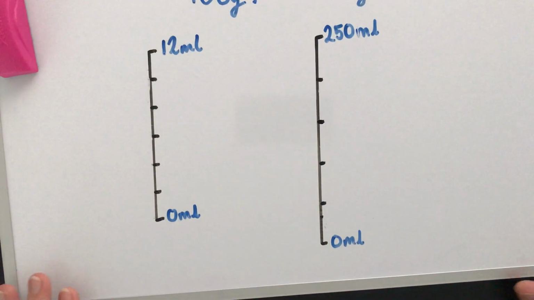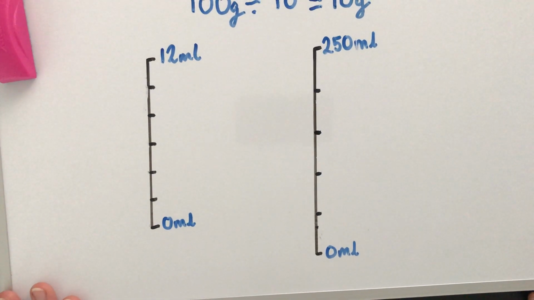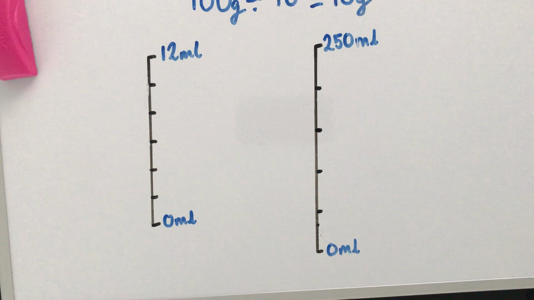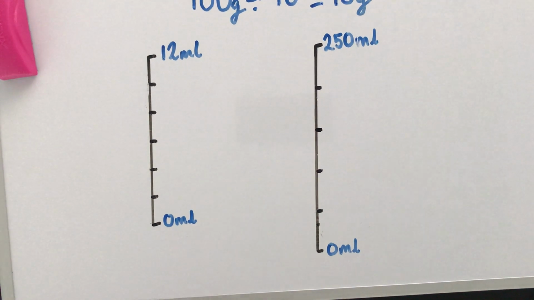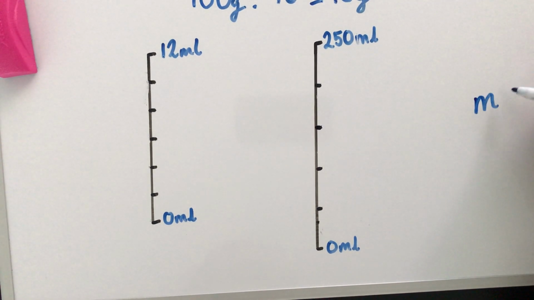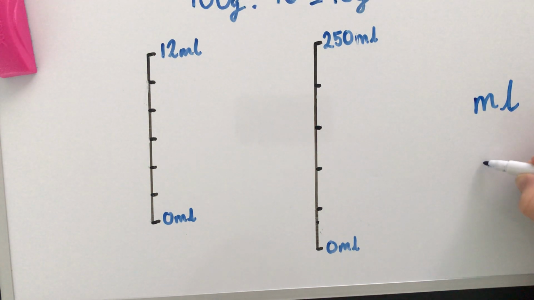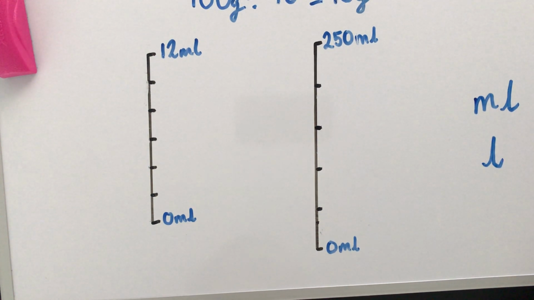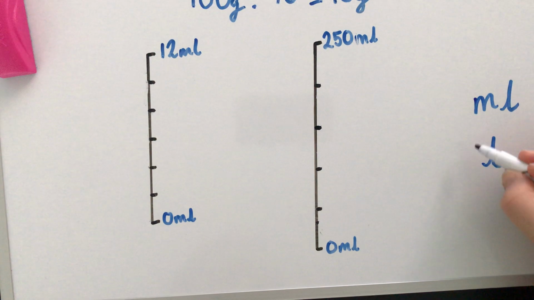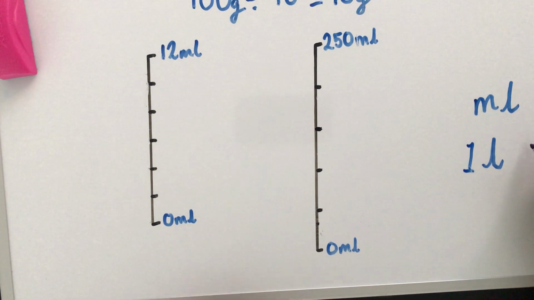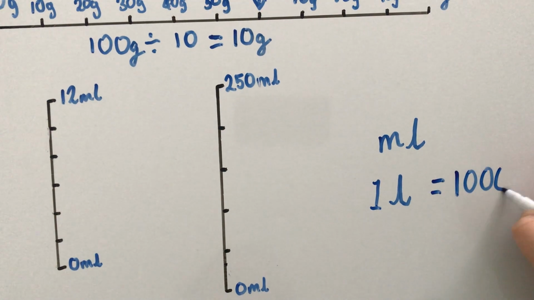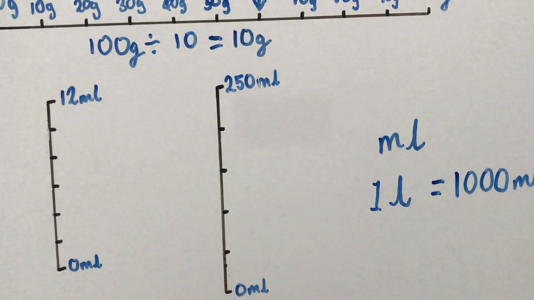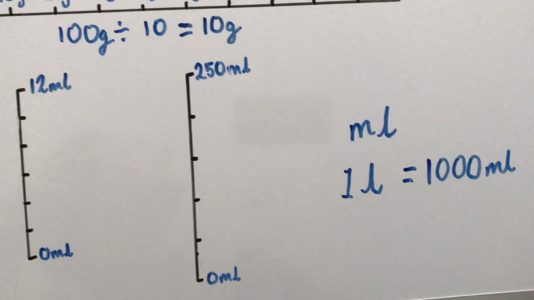Sometimes you might see scales that are vertical, and this week you're going to be looking at capacity, okay? And capacity is how much liquid something can hold. And when we measure in capacity, we either measure in millilitres or litres, okay? And in 1 litre, there are 1,000 millilitres, okay? Just so you know that in 1 litre, there are 1,000 millilitres.